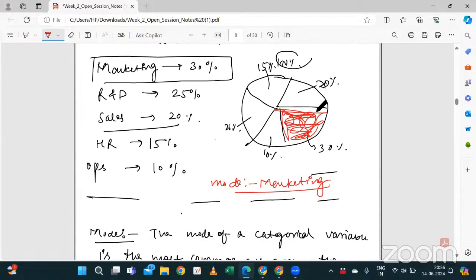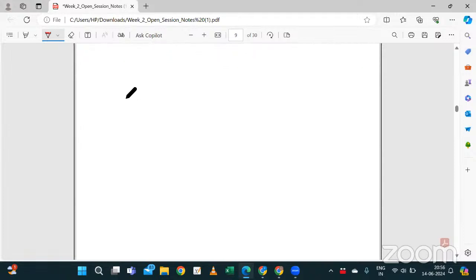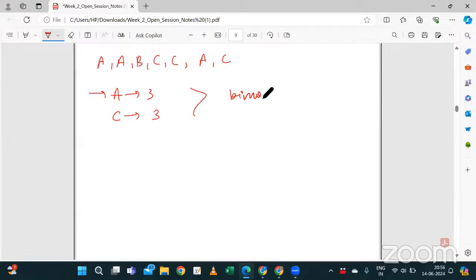Suppose I have a data set like A, A, B, C, C, C, A. In this case A occurs three times and C also occurs three times. So I will say this data is bimodal because it has two modes. If you get the same highest frequency for more than two categories, that is called multimodal.